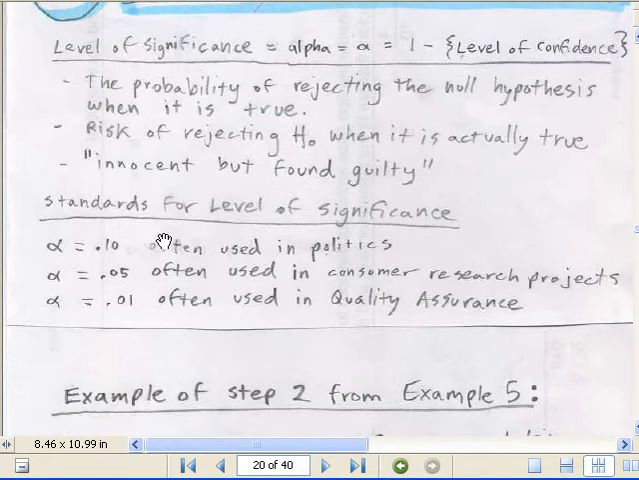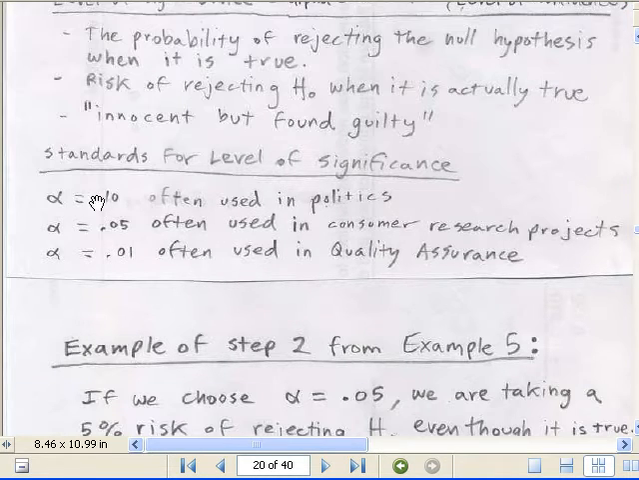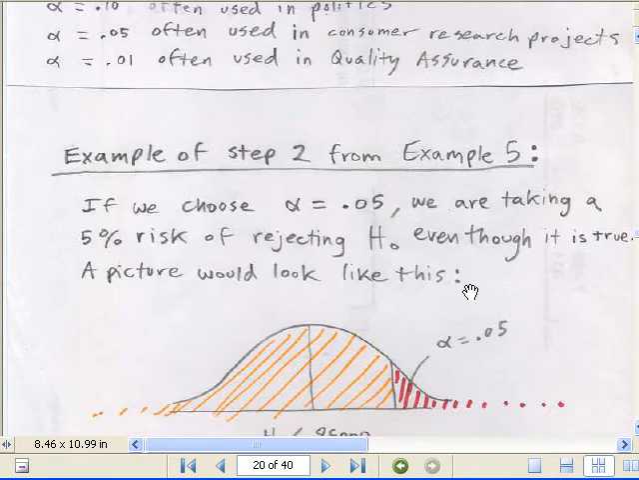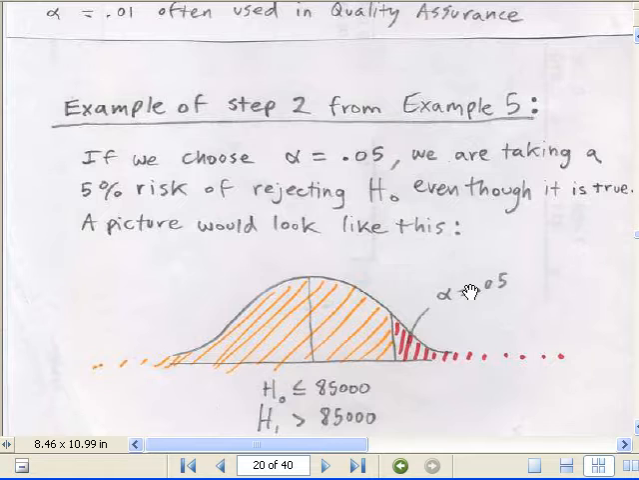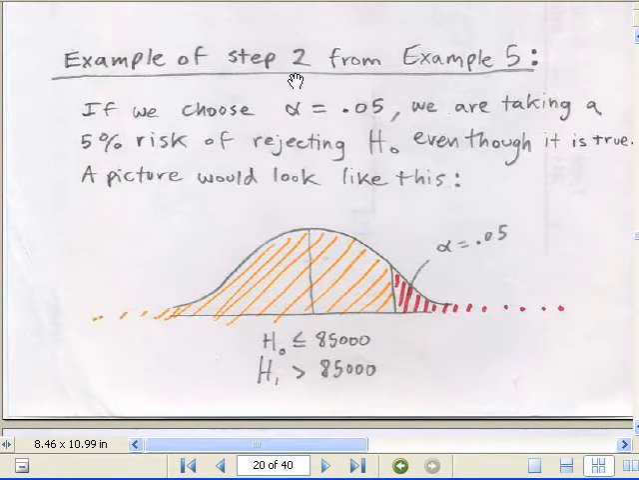Here are some standards for levels of significance. In quality assurance, they usually stick to 0.01. Consumer research, maybe 0.05. In politics, maybe 0.10. Anything greater than this doesn't provide much evidence at all for rejecting. Here's our example 5, our real estate example, right? We chose alpha equals 0.05. So we're taking a 5% risk of rejecting H sub 0, even though it could be true.